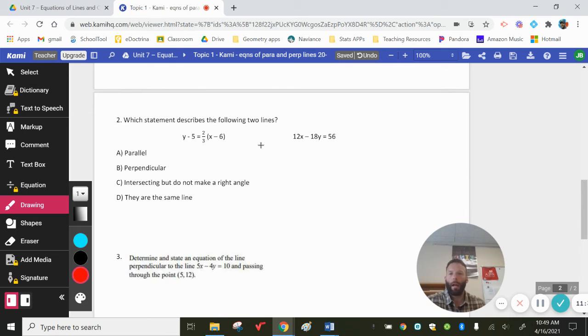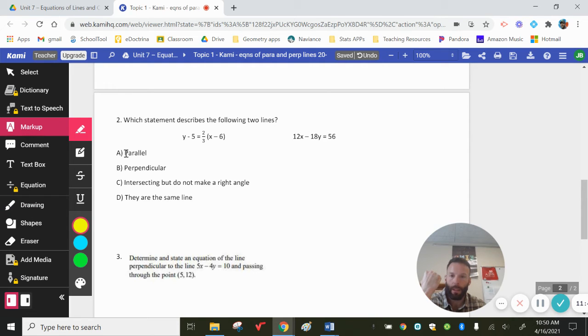Okay, how about this one down here? Which statement describes the following two lines? So you have a line right here, you've got a line right there, and we want to say, are those lines parallel to each other? Are those lines perpendicular to each other?